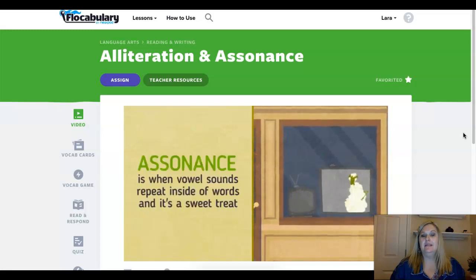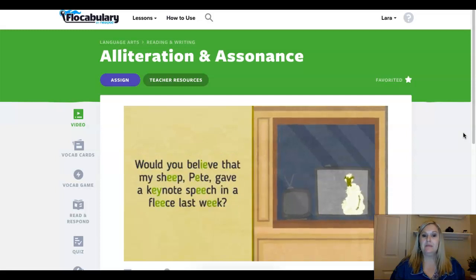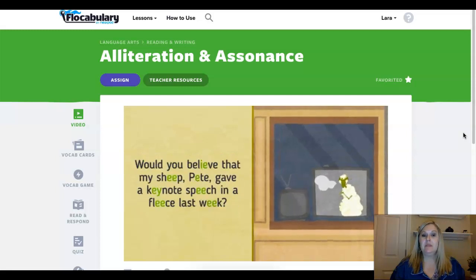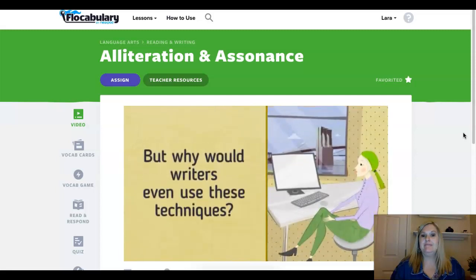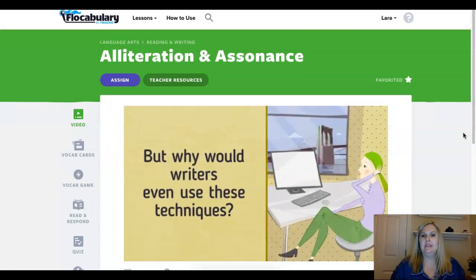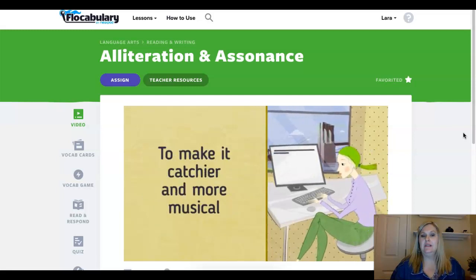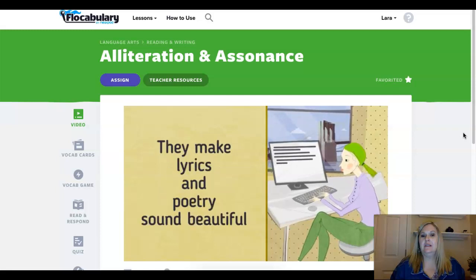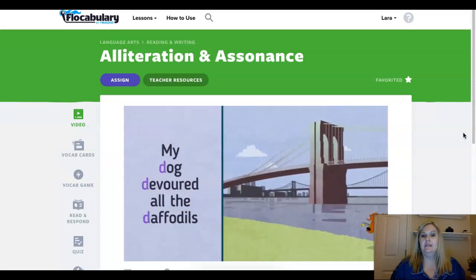Assonance is when vowel sounds repeat inside of words, and it's a sweet treat. Like, would you believe that my CP gave a keynote speech in a fleece last week? But why would writers even use these techniques? To add rhythm to what they write or speak, to make it catchier and more musical. They make lyrics and poetry sound beautiful. My dog devoured all the daffodils.